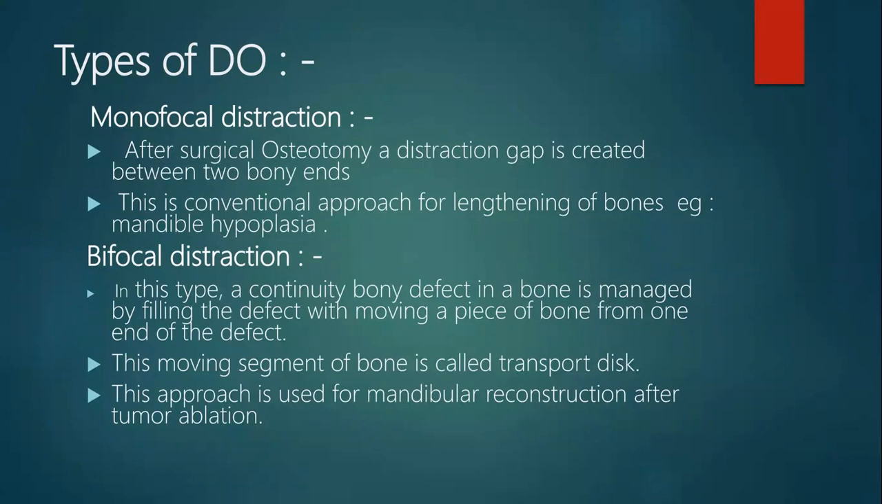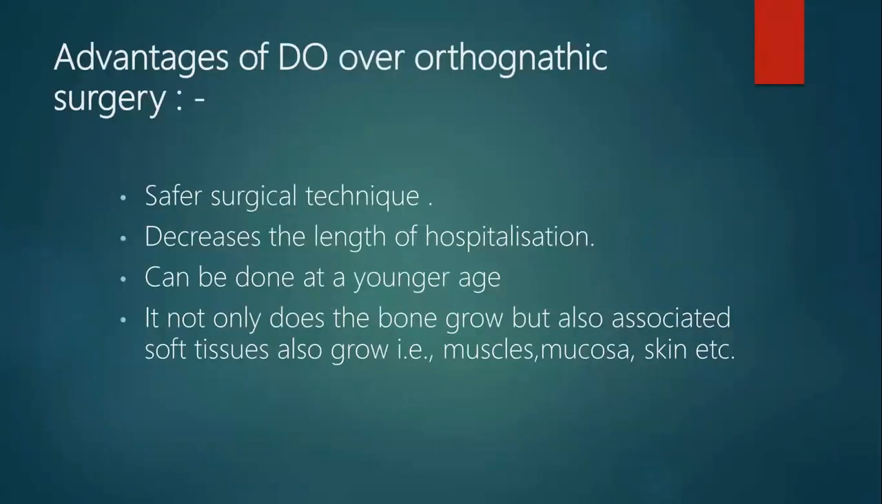Then there is bifocal distraction. In this type, a continuity bone defect is managed by filling the defect by moving a piece of bone from one end of the defect to the other, and this moving segment of bone is called the transport disc. This approach is used for mandibular reconstruction after tumor ablation. So these are the two basic types of distraction osteogenesis, monofocal and bifocal distraction. So this was the basic introduction to distraction osteogenesis.